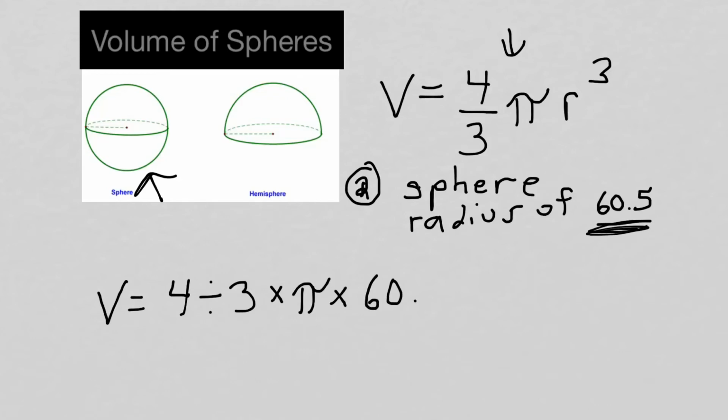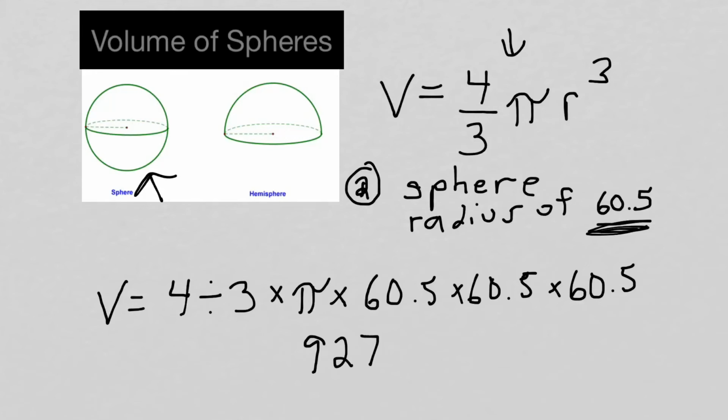Times 60.5. It's cubed, so I want to do it again. 60.5 times 60.5. Right? If you enter that straight in your calculator, it's going to give you the correct answer. The thing here is to round. The answer for this one, I would enter this in your calculator so you can see how the rounding goes. It's going to be 927,582.2. It wants to round to the tenths, and when it says round to the tenths, it's going to look like this, 0.2.